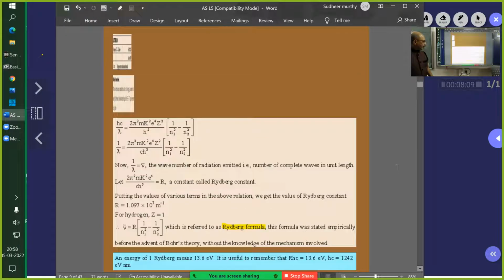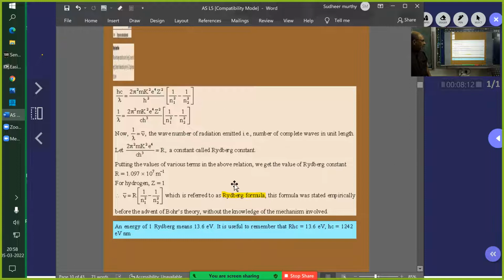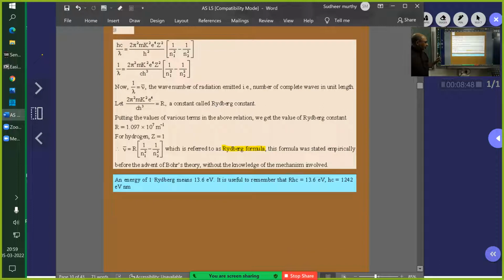Now these are all the formulas which we have already used. However, I have made a mention of this. See, this formula we have already used. The only thing is I have once again put this poster here. What is this? Wave number is equal to, we have the tradition of writing it as R into bracket 1 upon n1 square minus 1 upon n2 square, and this formula is also referred to as the Rydberg formula. Somewhere down the line it needs to be known that this format is known as Rydberg's formula.